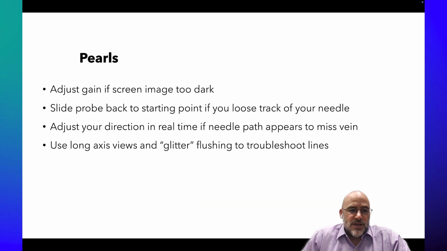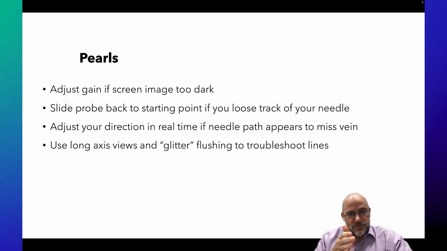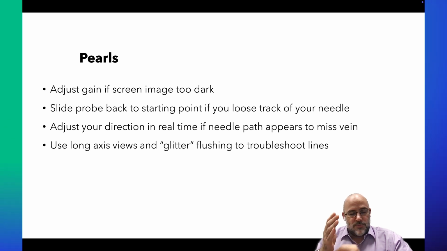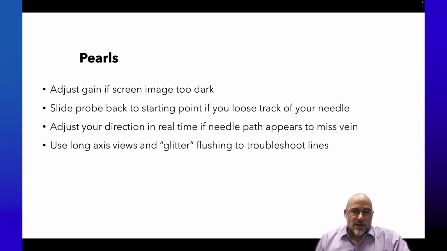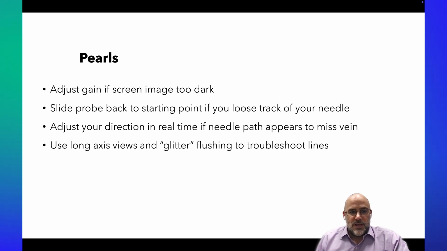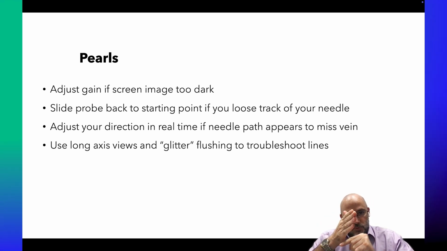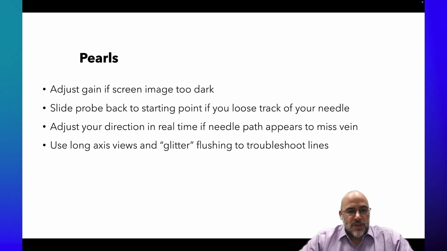So parting pearls: obviously adjust the gain if the image is too dark. If you lose track of your needle, slide that transducer all the way back to your hub, and then slowly advance once you've identified your needle shaft until you see it disappear. If you've got a bunch of hyperechoic material in the superficial tissue, don't bounce. Try pulling back and looking for that movement.